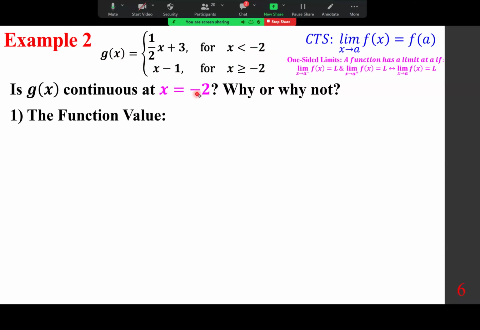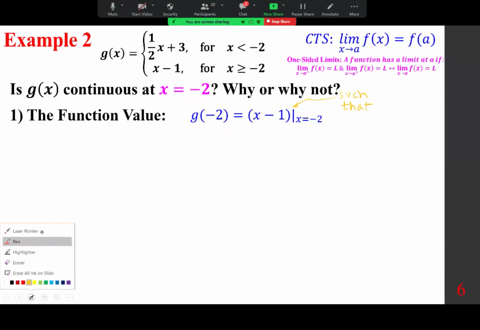The functional value, that means find the equality. The equality is here. So we have to evaluate this function at x equals -2. So we're going to write g of -2 is x minus 1 such that x equals -2. This is how we write that, the notation in math. This line segment is read "such that." So plug in -2 and you get -3.